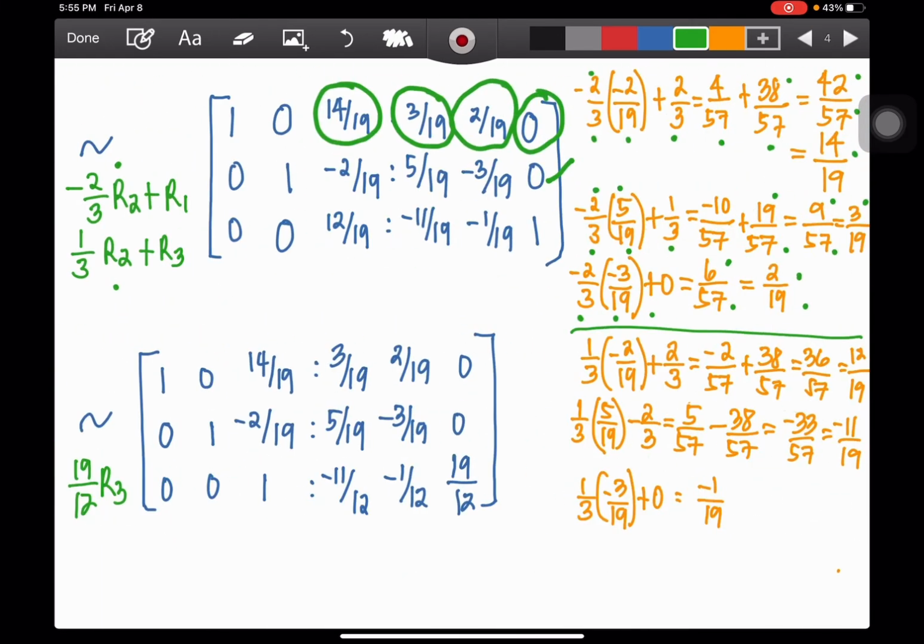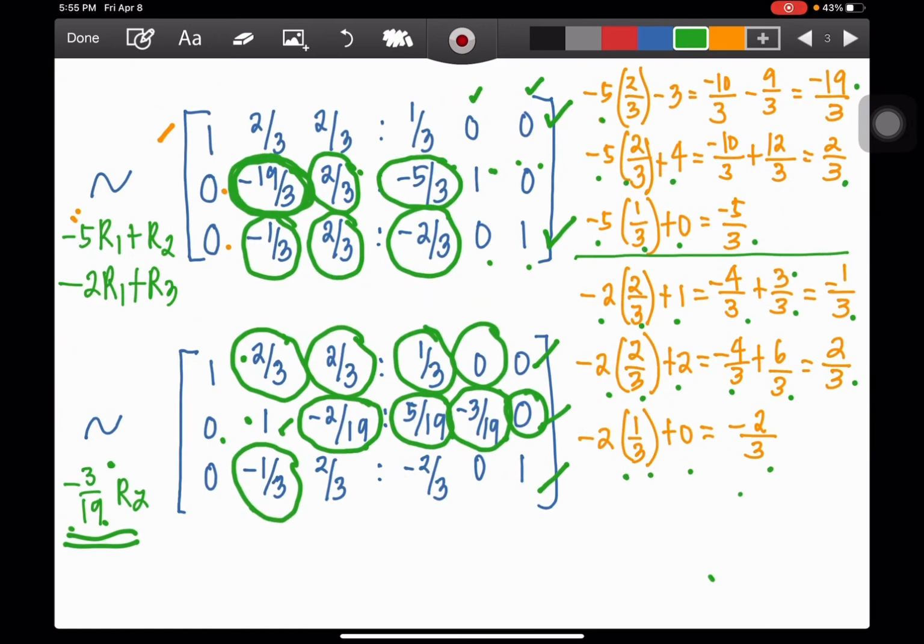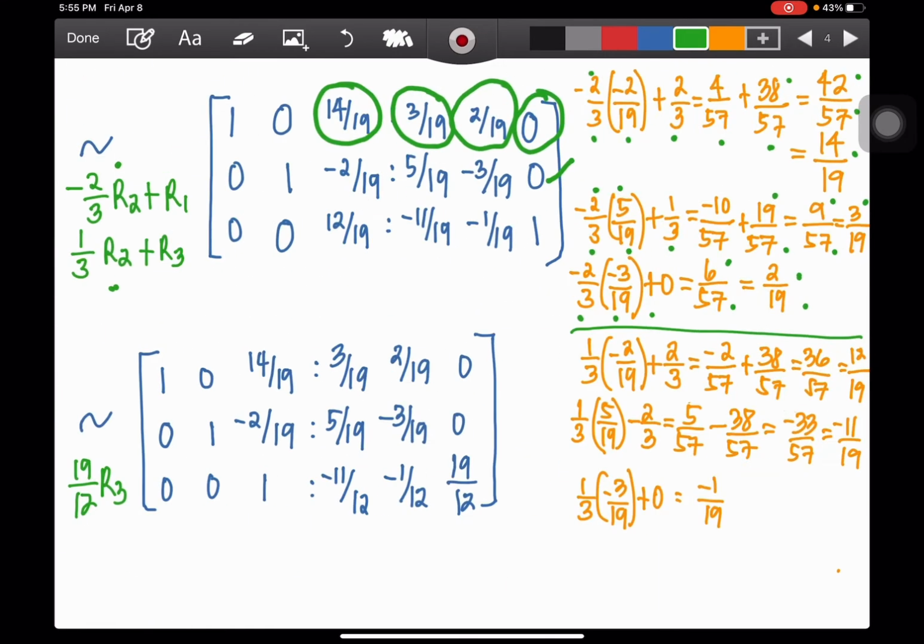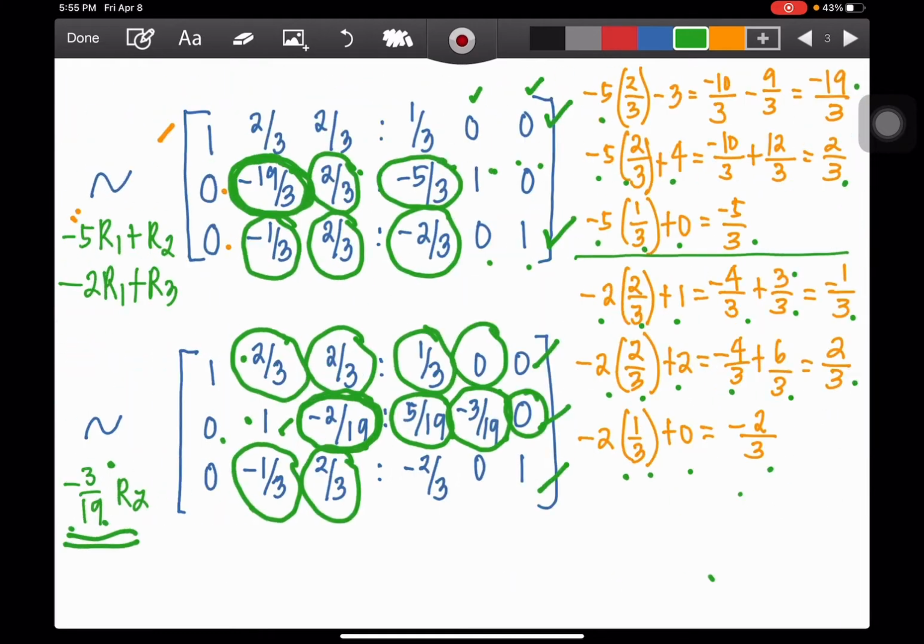So the formula for row 3 again is 1/3 R2 plus R3. So 1/3 times negative 2 over 19 plus 2/3. 1/3 times negative 2 over 19 plus 2/3 is negative 2 over 57 plus 19 times 2 is 38 over 57. 38 minus 2 is 36 over 57, which is 12 over 19 when simplified. Okay?